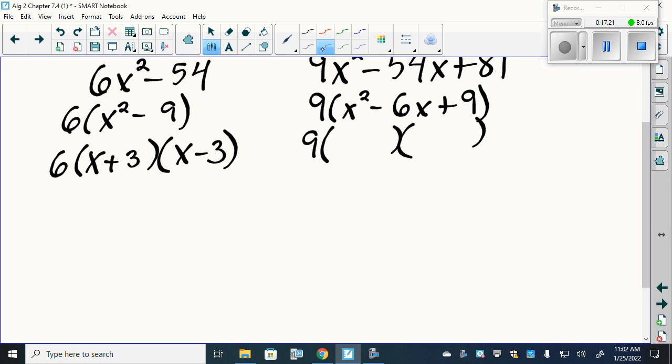So factoring this here, the third term is positive, so the signs are the same and they match the sign of the middle term, which would be negative and negative. Now the factors of x squared are x and x, and the factors of 9 that we'd want to use are 3 and 3.